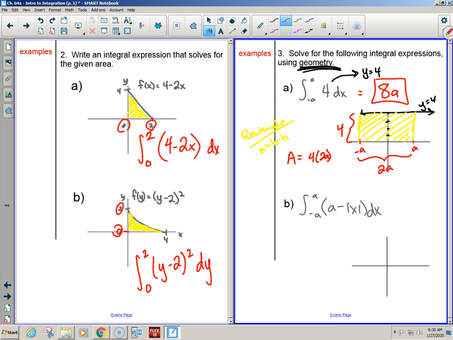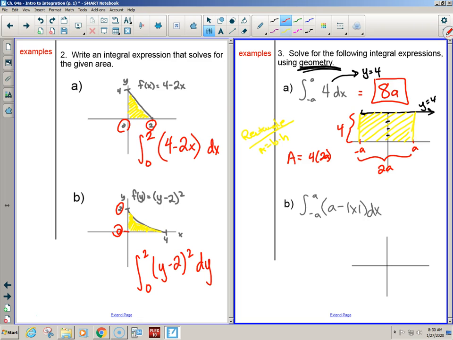Now, hold on. Letter B. Is it a little bit harder? Yeah. But tell me what you know. What do you see that you know? Absolute value. Looks like a V. What do you see right in front of that absolute value? Which means a vertical flip. What do you see outside, the minus?